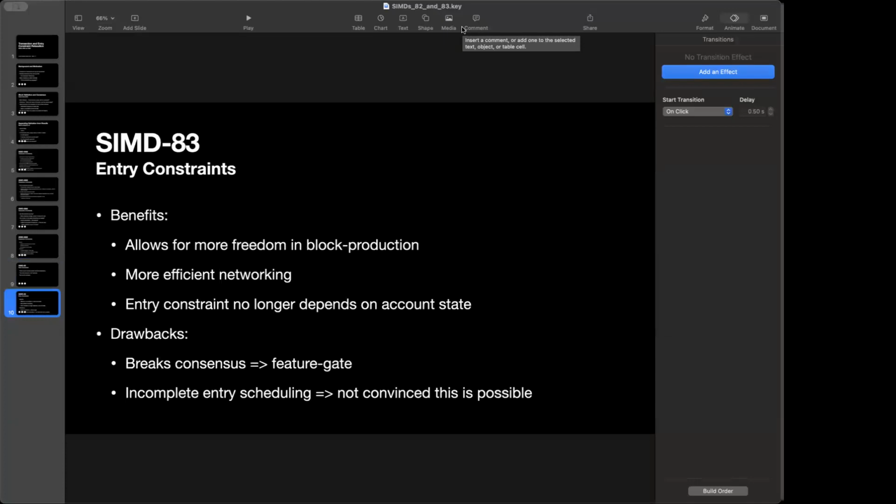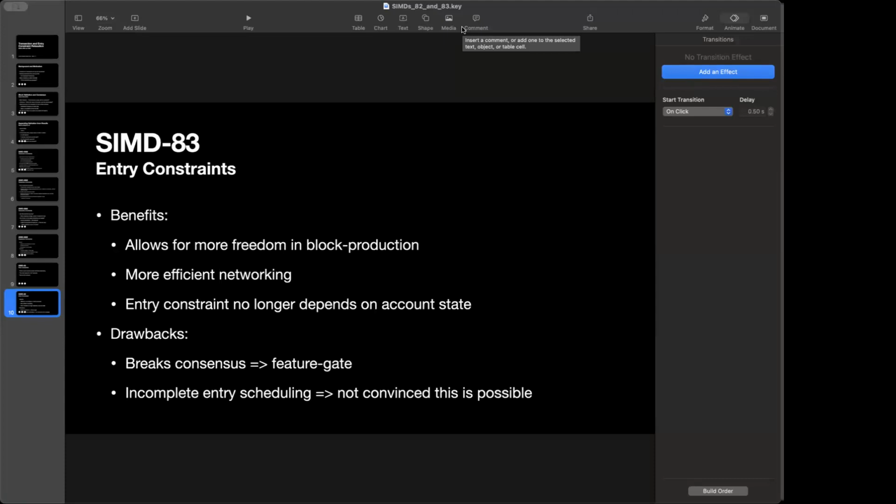This allows for more freedom in block production. It also allows for more efficient networking. So right now, if I wanted to record like 5 or 10 transactions that conflict with each other, I have to put them in separate entries and those get sent out over Turbine individually. Whereas now, if they're in a single entry, they can be shredded together and sent out as effectively one packet. And then, yeah, it gets us one step closer to async execution, because now the entry constraints no longer have a dependence on account state.